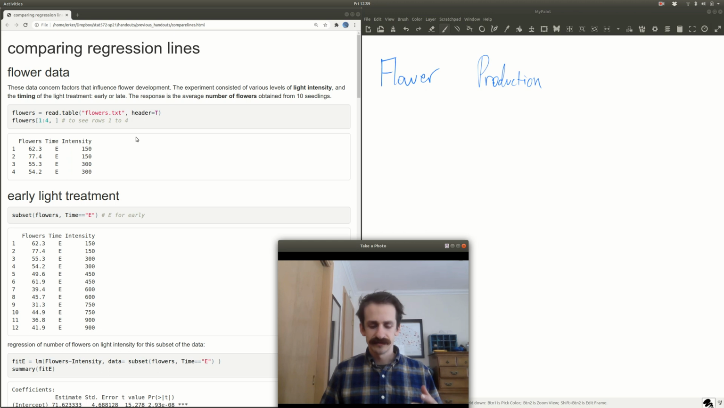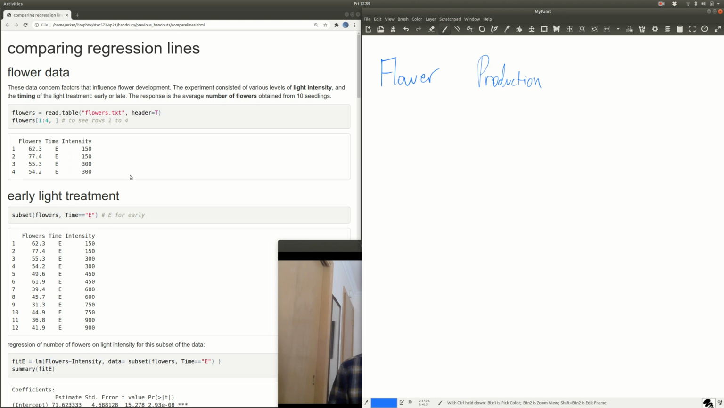The first thing we'll do, let me just write this out so that it's clear. So y equals the average number of flowers from 10 plants. And we have our x is light intensity. And you can think about it, we did this experiment where we did light intensity early and light intensity late.